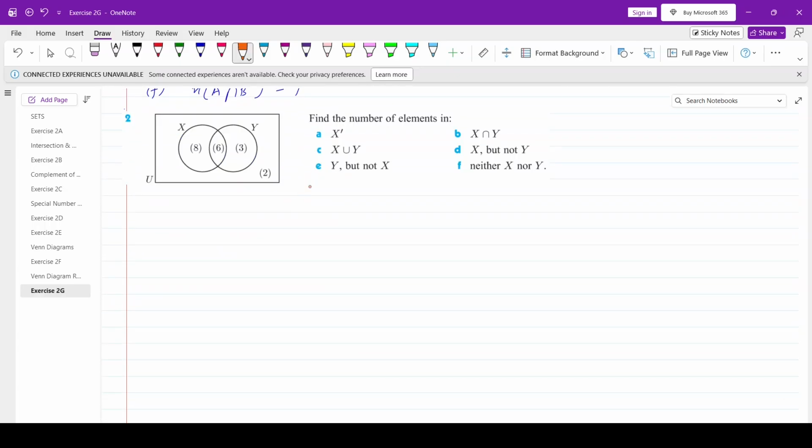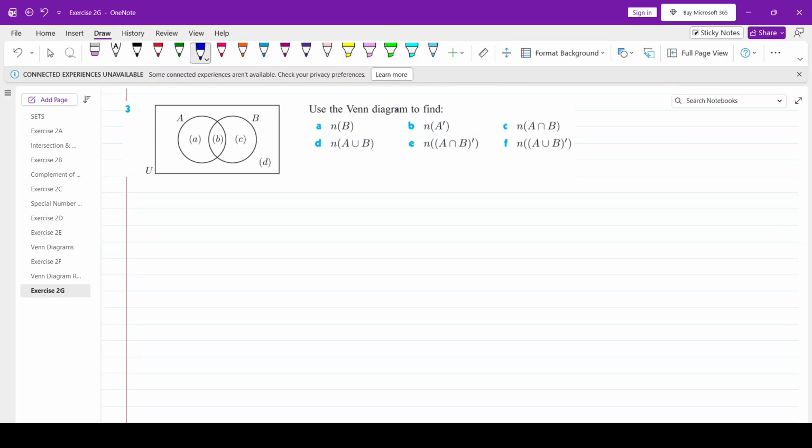This is a similar question to the previous one. Therefore, this whole question is your homework. Let's move on to the next question. Use the Venn diagram to find the number of elements in B.